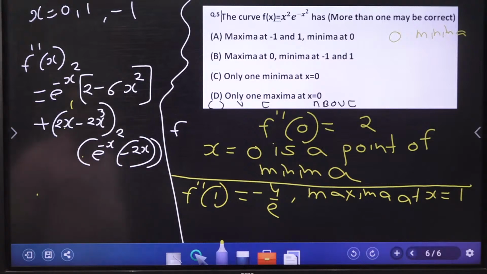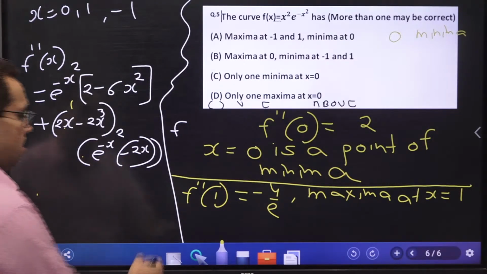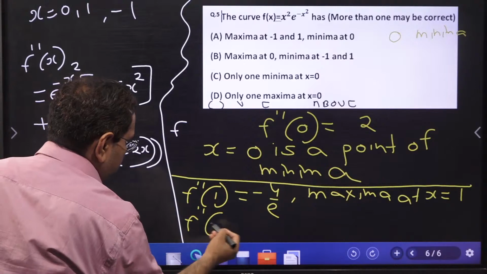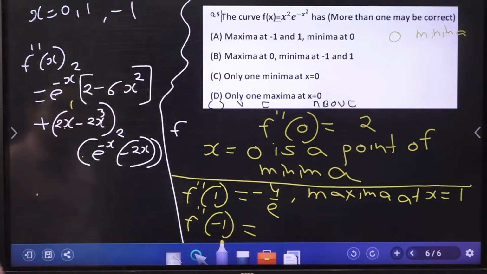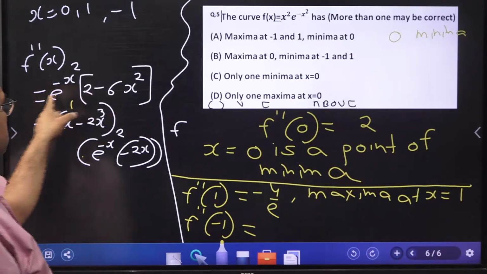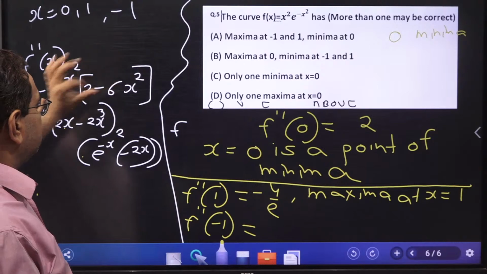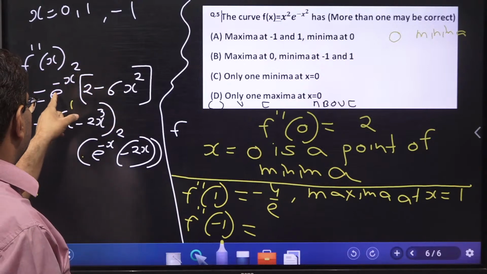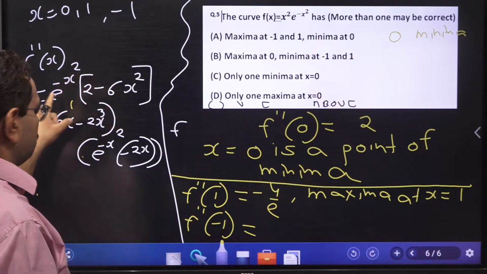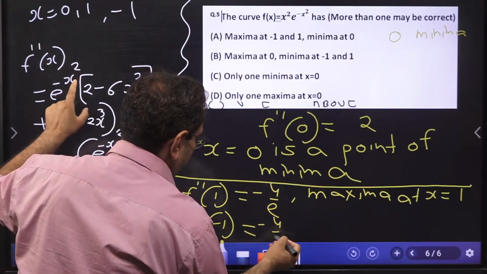Now we will put x equal to minus 1. So f double dash minus 1 equal to what? Let us put x equal to minus 1. So this time this is negative 2 minus 6, minus 4, and here e to the power minus 1, so minus 4 upon e, this one.